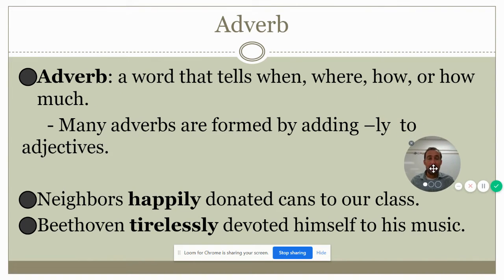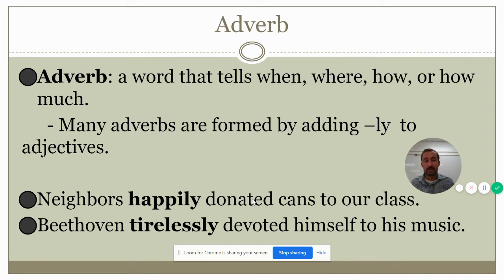Now, we also have an adverb. An adverb is a word that tells when, where, how, or how much. So this usually coincides with the verbs. Obviously, an adjective is going to go along with nouns, and an adverb is going to go along with verbs. So if you look within the sentence and identify what the verb is, then you can identify whether the word that's modifying it is connected to that verb.